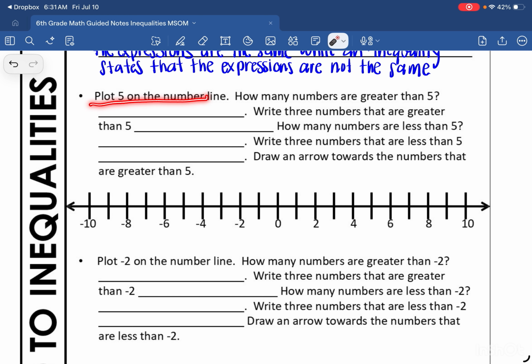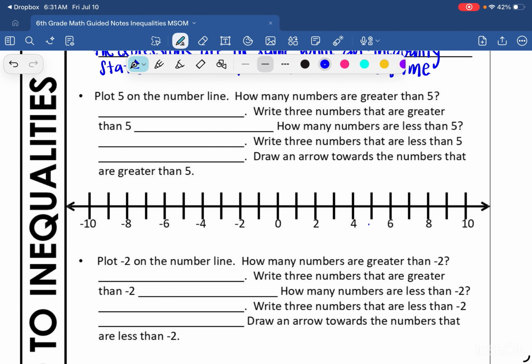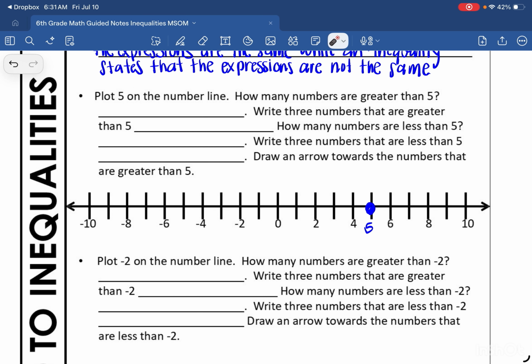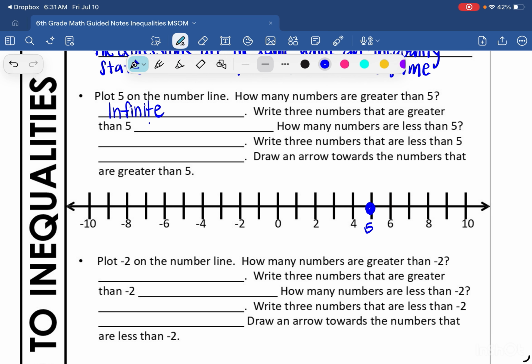Plot 5 on the number line. So we have 5 right here. How many numbers are greater than 5? There are an infinite amount of numbers greater than 5. Write 3 numbers that are greater than 5. We can just do 7, 8, or 9, or any numbers that are greater than 5 will work.